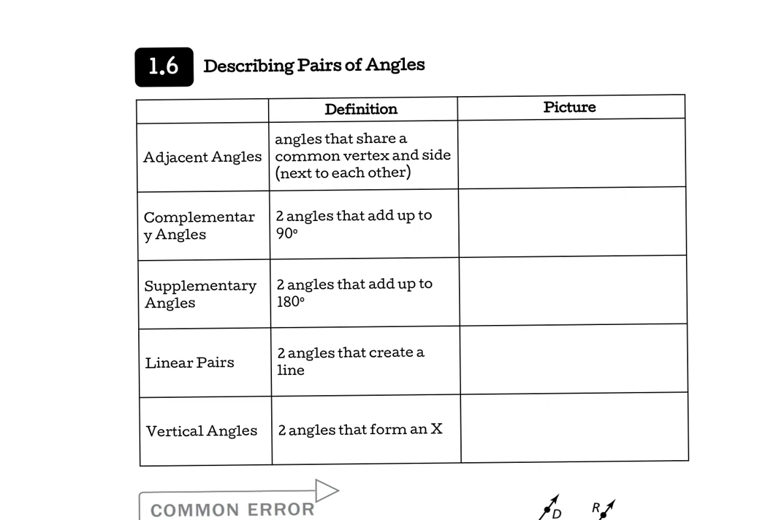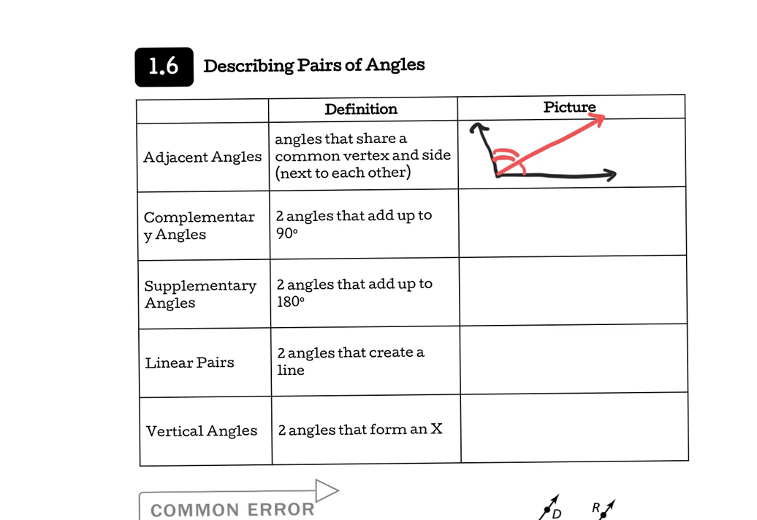So the first one is what we call an adjacent angle. If I were to give you this big angle right here, and I were to draw a ray through the middle, then this angle and this angle would be adjacent. Okay? And I marked them differently because they're not necessarily congruent. In some cases they could be congruent, but they are adjacent.